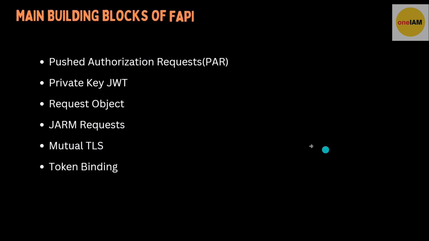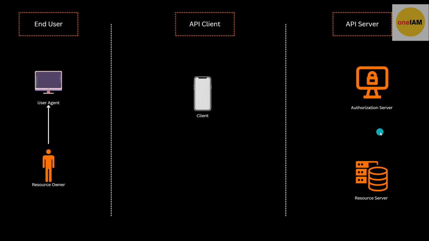Now let's see what the main building blocks of FAPI are. We have pushed authorization request, which we call PAR, private key JWT, request object, JARM, and mutual TLS. In our previous videos, we covered each of these topics separately and went into in-depth explanations of these concepts as well. So please go and watch these videos to get a better understanding of what each of these topics means. Now let's jump into this diagram and see how the FAPI flow works.